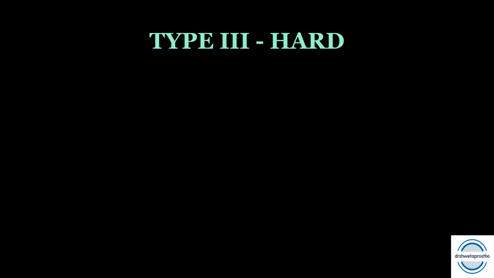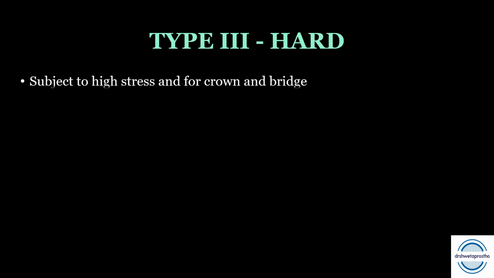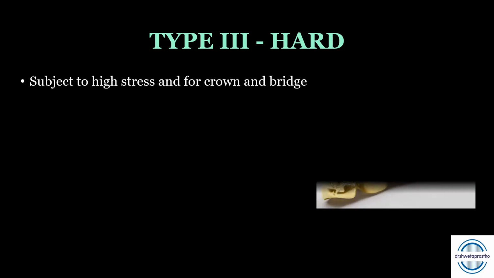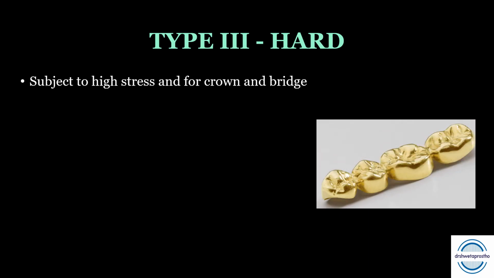Moving further to type 3 gold alloys, which are the hard gold alloys, they can be subjected to high stresses and are used for making crowns and bridges. Now, this type of gold alloy can be age hardened. In the type 3 alloy, burnishing is less important as compared to strength.